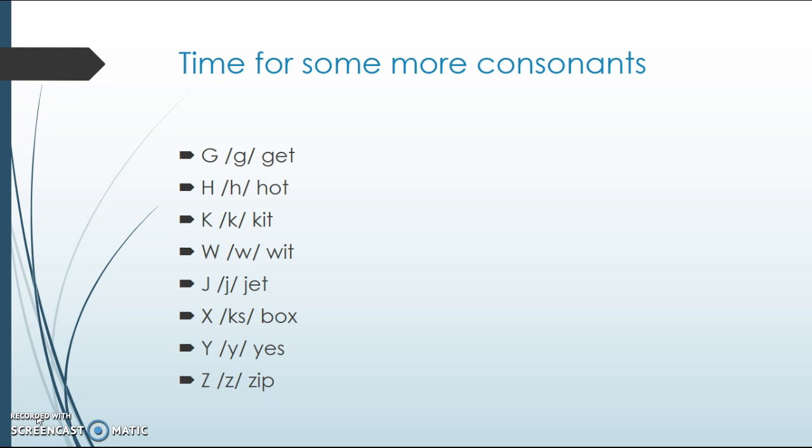Now is when we introduce those other consonants. So the first sound of G, that hard sound for get, letters H, K, W, J, X, which, if you remember, makes two sounds together, typically the X as in box, the letter Y as in yes, so when it's being used as a consonant, and the letter Z as in zip.